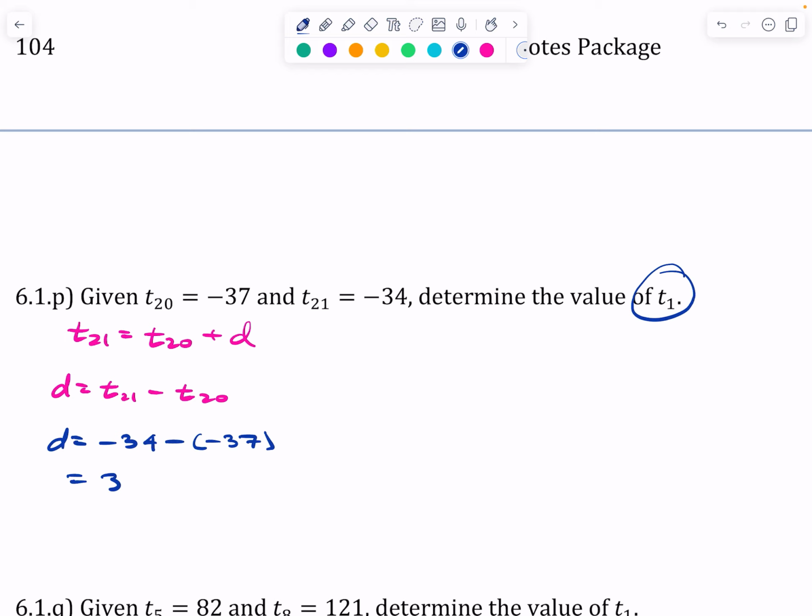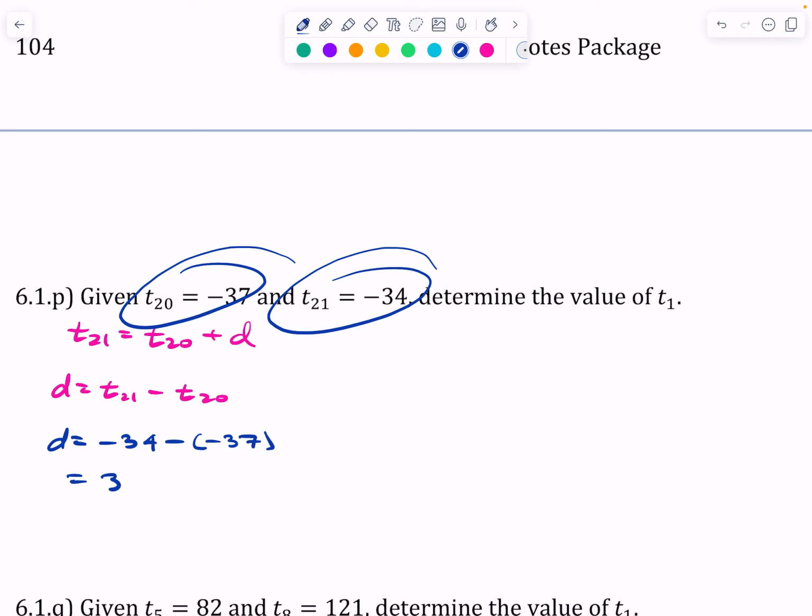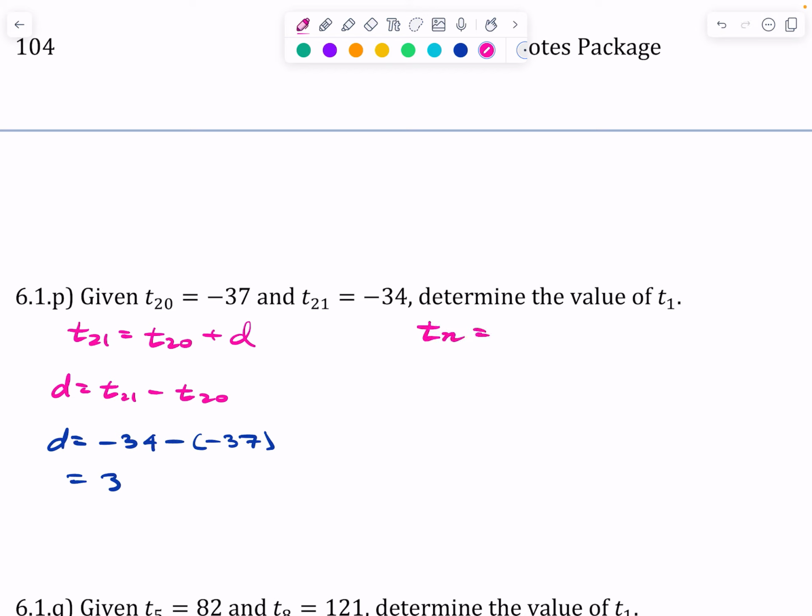We need term 1. So we're going to have to link term 1 to either one of these, term 20 or term 21. Doesn't really matter which one you pick, as long as you pick a consistent one. Like you can say that term n is term m plus n minus m times d. And let's pick term 20. That's the first one I see. So we'll just replace all the n's with 20s. We'll replace all the m's with 1s.